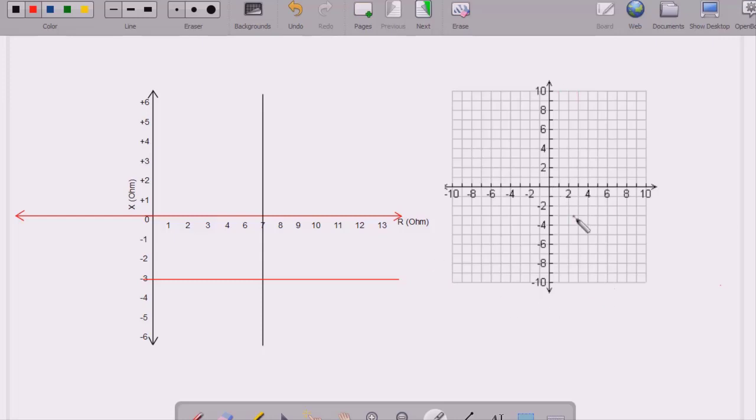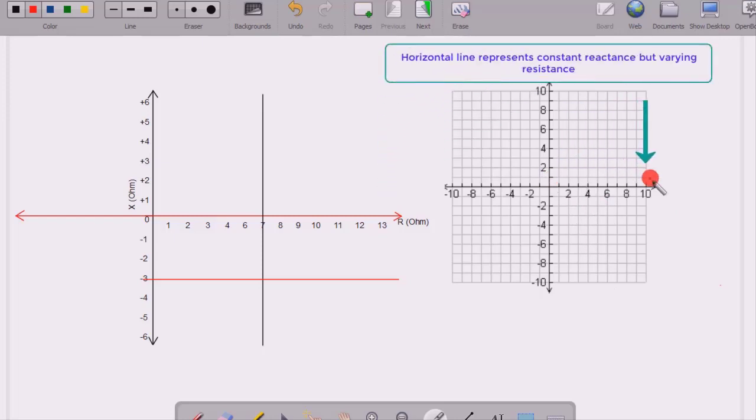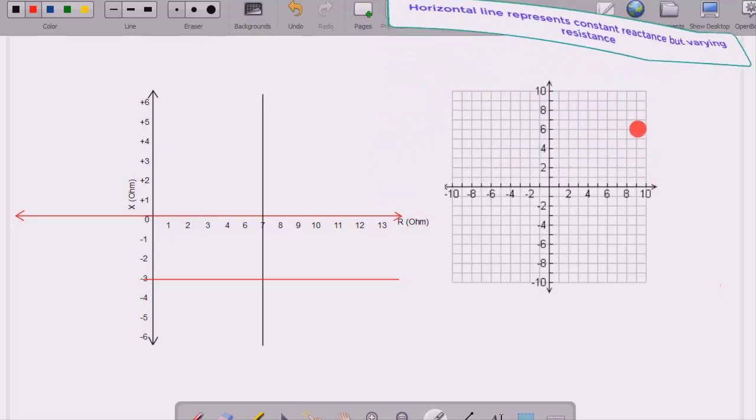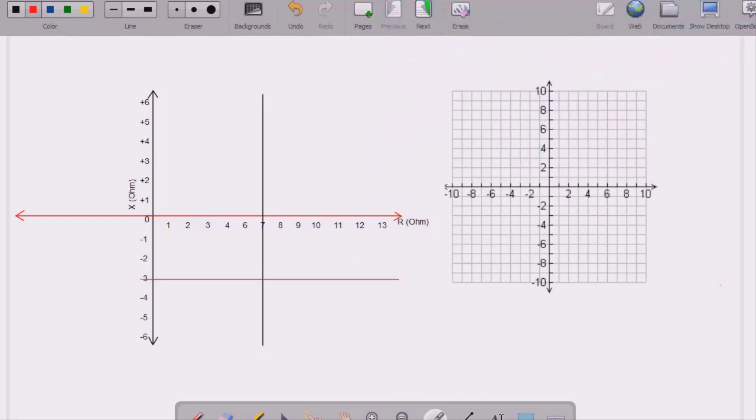So all these vertical lines are representing different values of resistance, and similarly all these horizontal lines are representing different values of reactances. Now we are going to see how this combination of horizontal line and vertical line can be used to represent different values of impedance. So for example, suppose I have to represent a resistance of 10 ohm and a positive reactance of, suppose, 5 ohm.